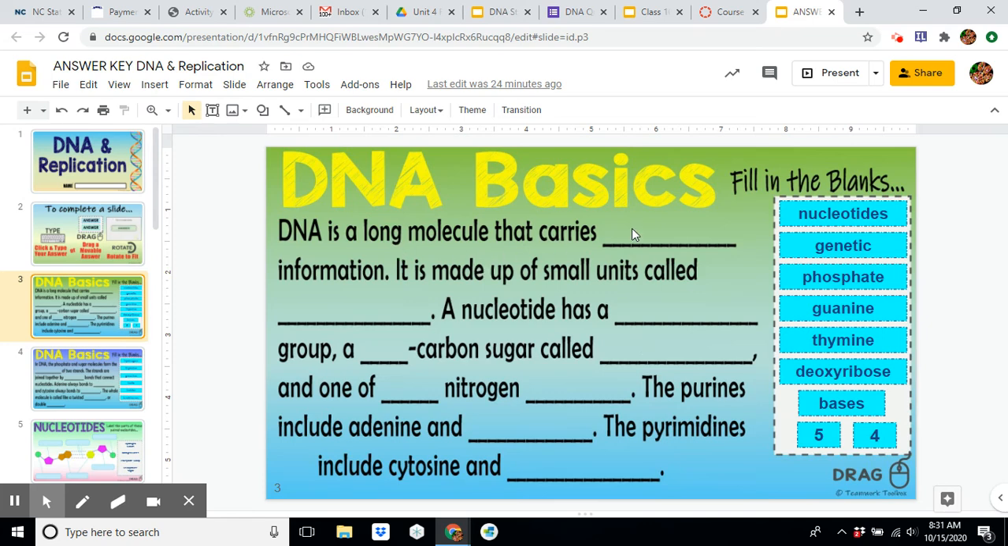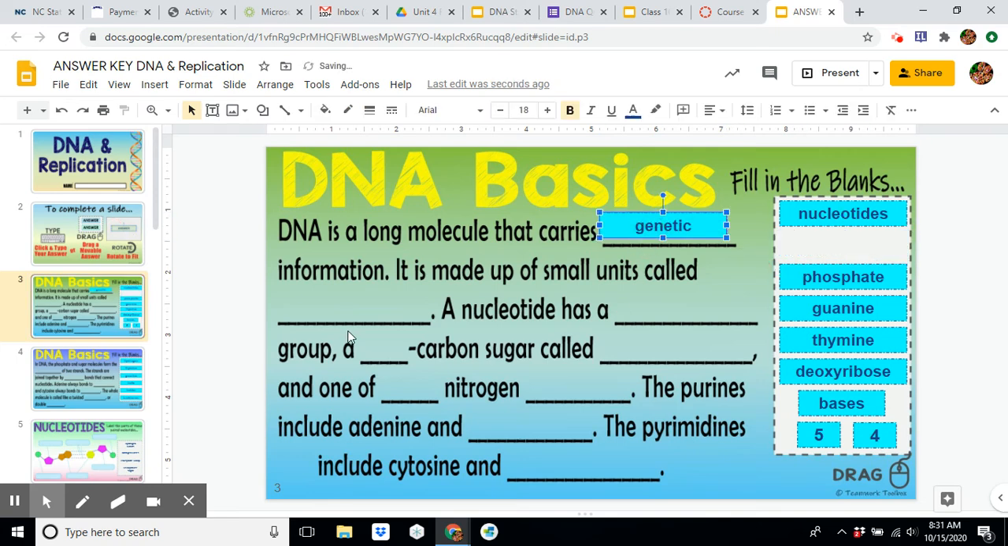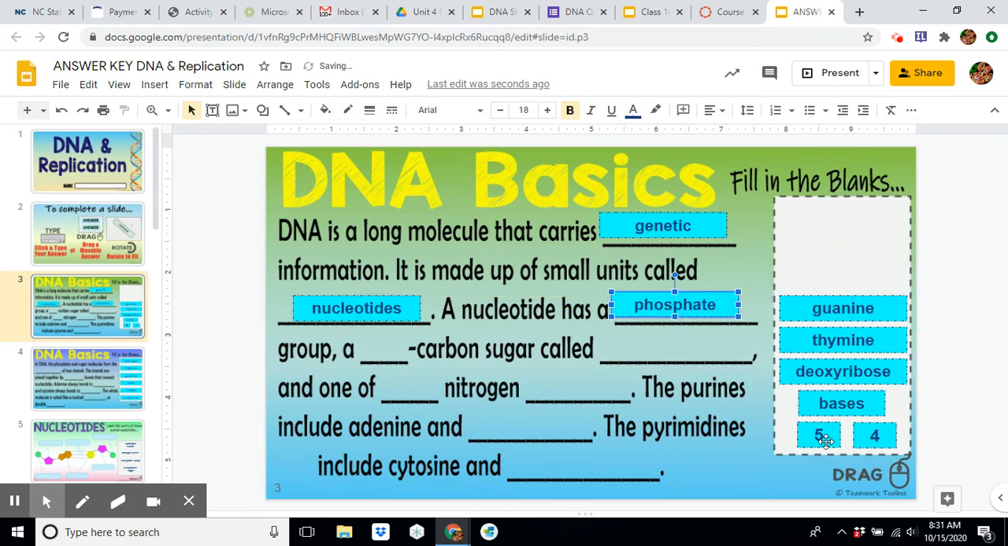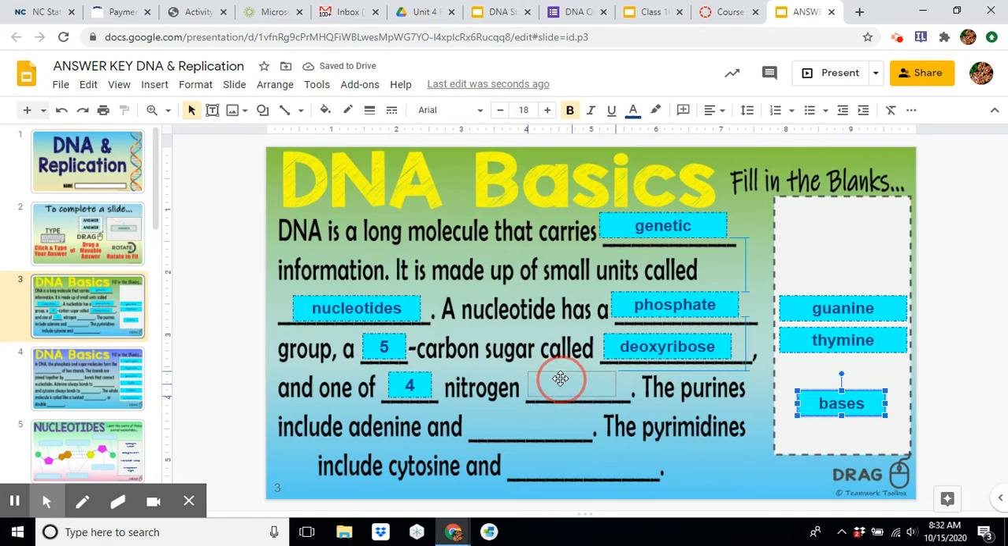DNA is a long molecule that carries genetic information. It is made up of small units called nucleotides. A nucleotide has a phosphate, a 5-carbon sugar, and if we're in DNA, that's called deoxyribose, and one of the 4 nitrogen bases.